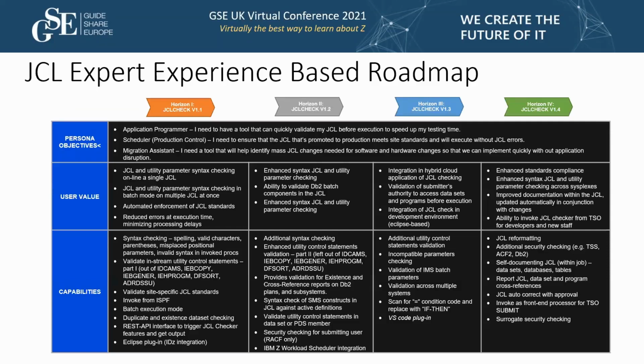This is the third and final input for the development team. The experience-based roadmap is composed by the personas' objectives, where we will have, again, the three personas that we identified with what are their objective in general on a JCL checker tool. So again, for the application programmer, they need a tool that can quickly validate the JCL before the execution to speed up the testing time.